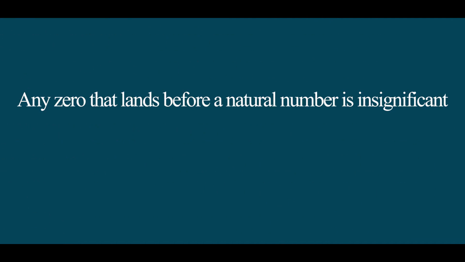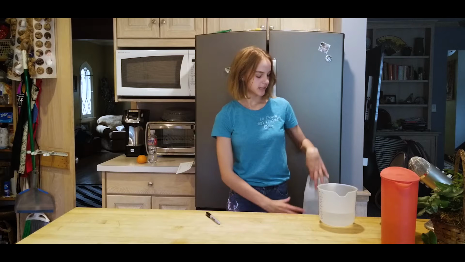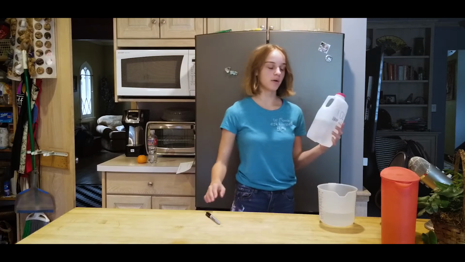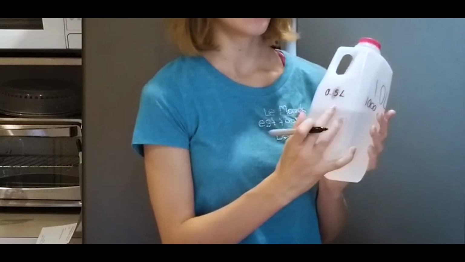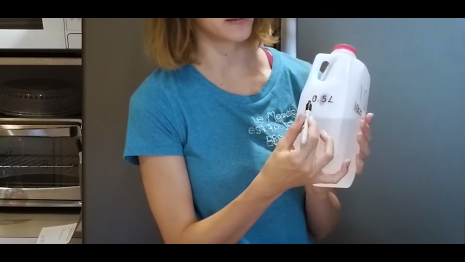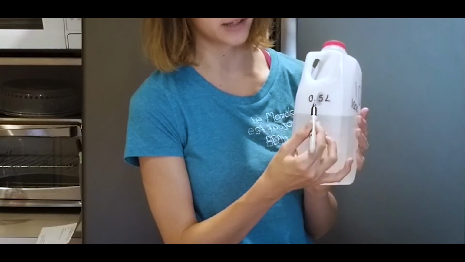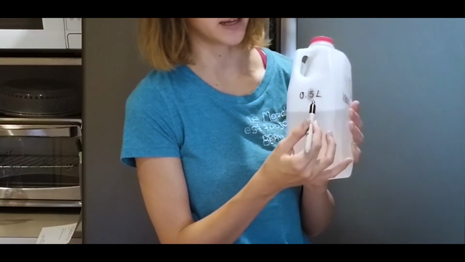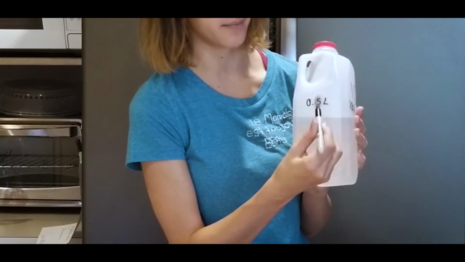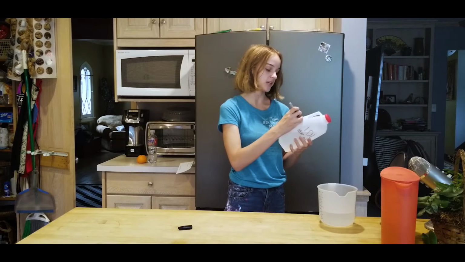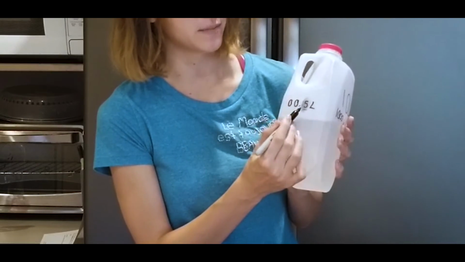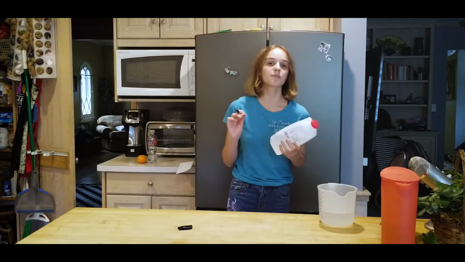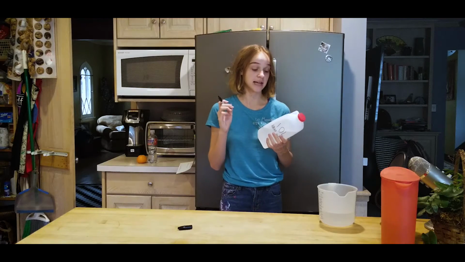Why is it that any zero that lands before a natural number is insignificant? Here I have my liter bottle with about 0.5 liters of water, so I'm going to write that on here. Now that's just 1 sig fig. The zero that comes before the natural number is not significant. This is the only significant number. And this certainly doesn't change when I add another 0 at the beginning, because that makes no difference in what this measurement is.